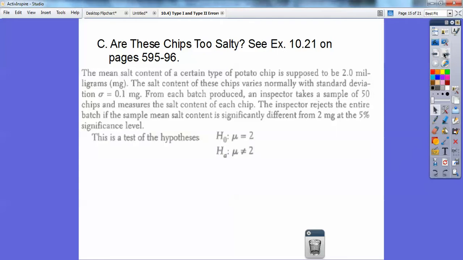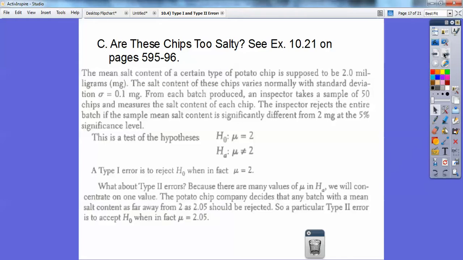5% significance level. Okay, so our test of hypotheses would be H0: mu equals 2, and then they just want to know if it's not equal to, so that would be the alternative hypothesis. Okay, so a type 1 error is to reject H0 when in fact it is true. Okay, so you'd get a p-value less than 5% and you'd end up rejecting H0, but in fact it was true. Okay, so what about a type 2 error?